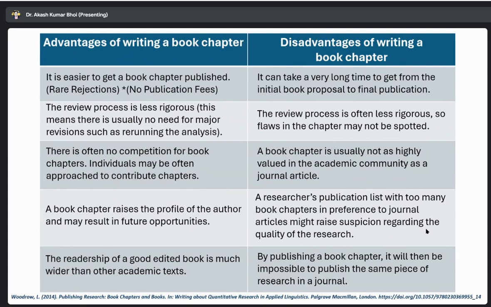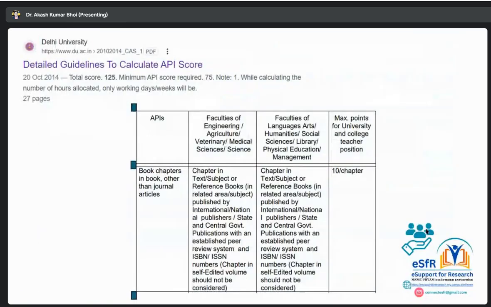But the disadvantage is that people might suspect if 70-80% of your publications are only book chapters, and you may not get the weightage when you apply somewhere else. But another part is that if you are editing a book or authoring a book, the weightage is different. And contributing to a good book, the weightage will be different. So there is this thing.